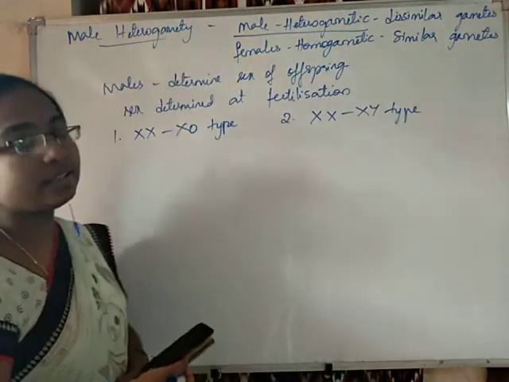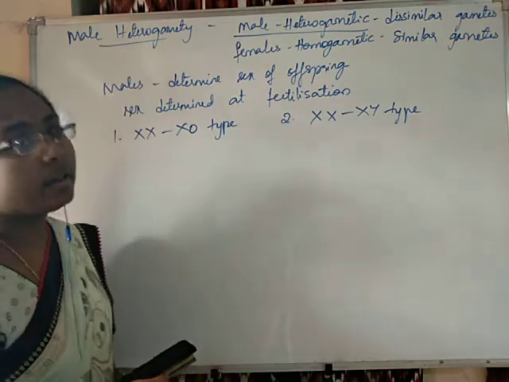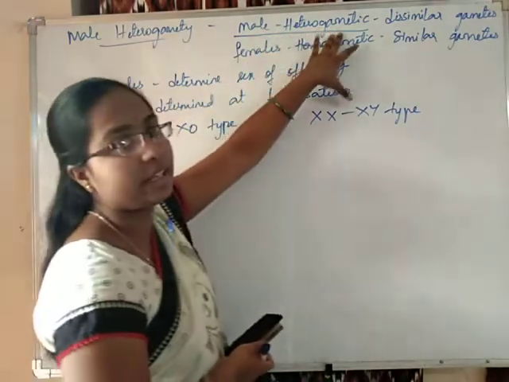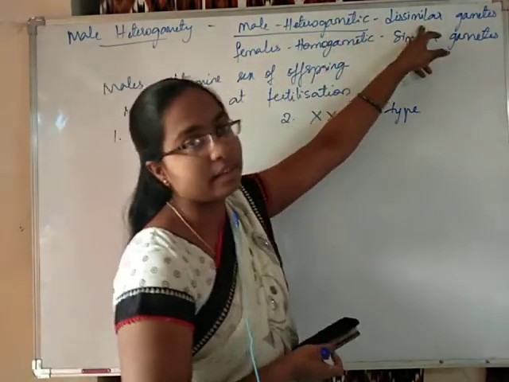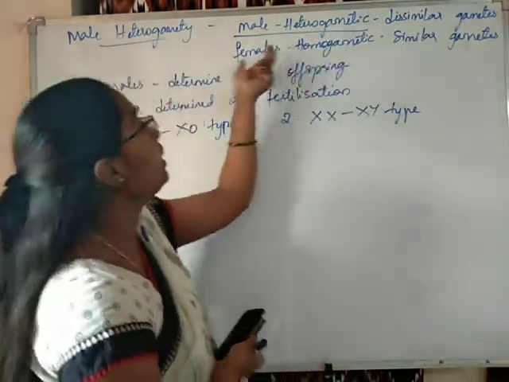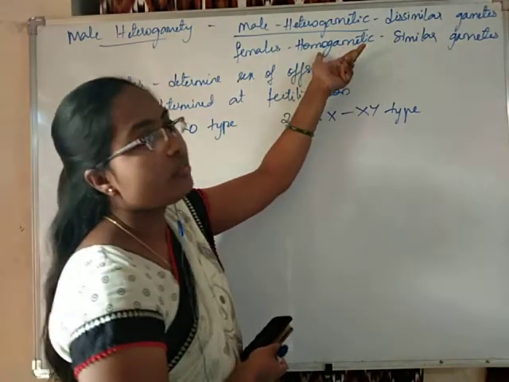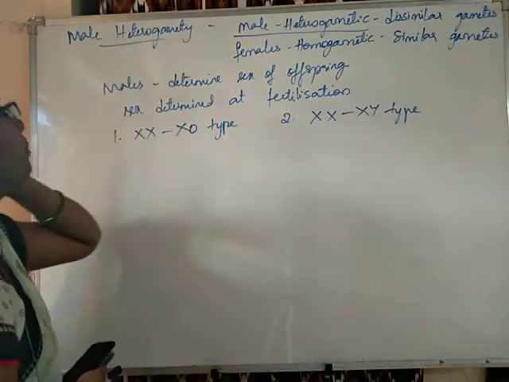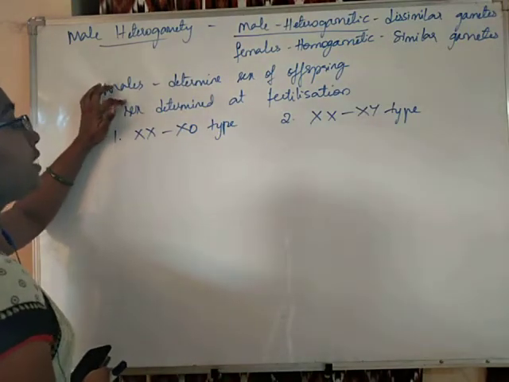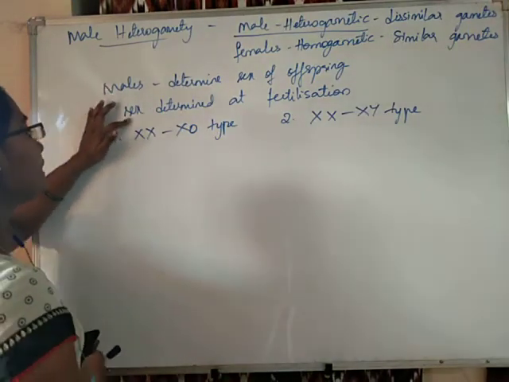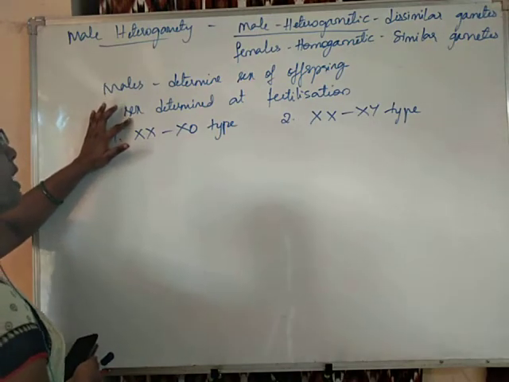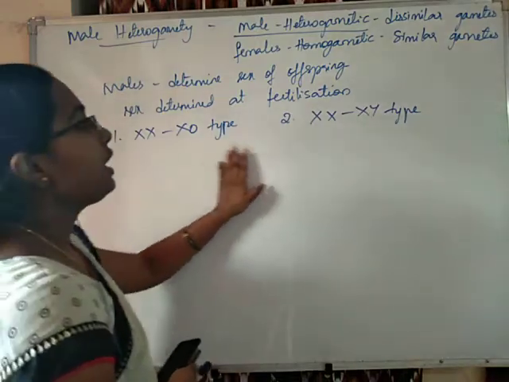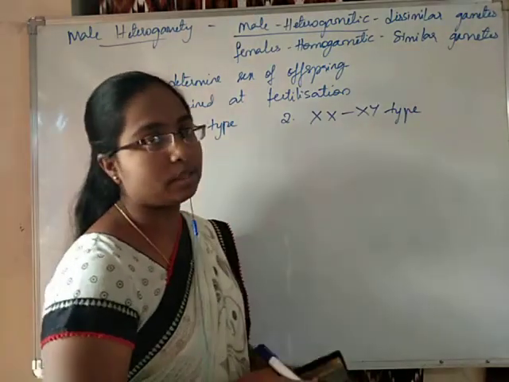Once we revise this, we will learn in detail about the examples. Okay. So, male heterogamety means the males are heterogametic. Males are the ones producing dissimilar gametes, and in this case obviously females will be homogametic, producing similar gametes. Here males are the ones who determine the sex. Sex is determined right at the time of fertilization only. So, the examples for male heterogamety are XX-XO type of sex determination and XX-XY type of sex determination.